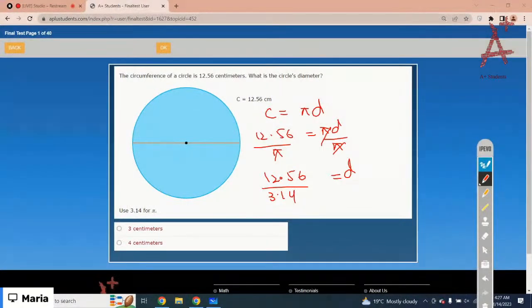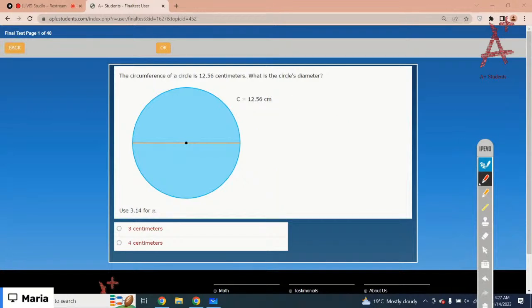That would be 4, I think. Let me just confirm. 12.56 divided by 3.14, yes, that would be 4. The correct option is 4. Basically, you have to keep these formulas in your mind. That would be C equals pi d. Just put in all the values and calculate the answer. So it would be 4 centimeter.